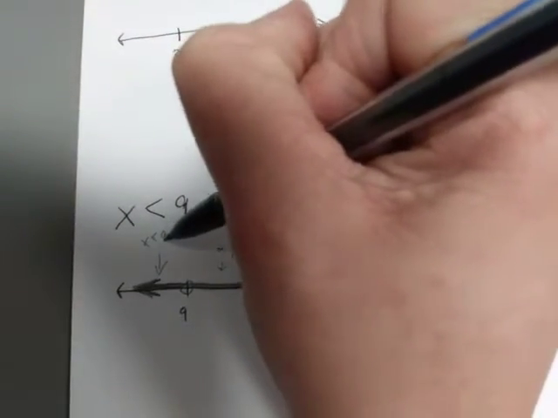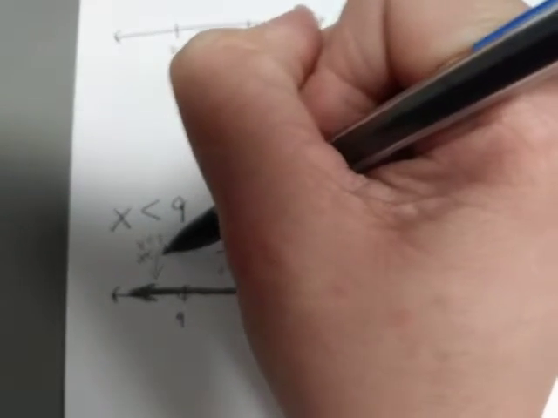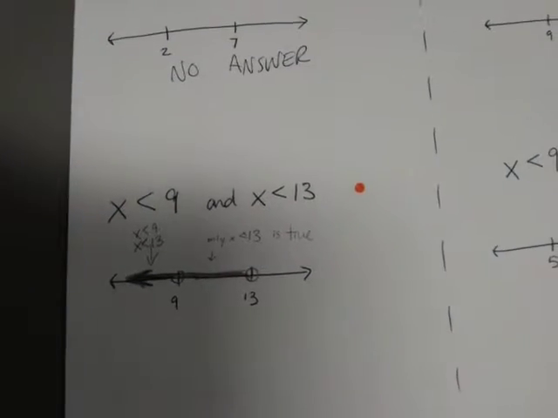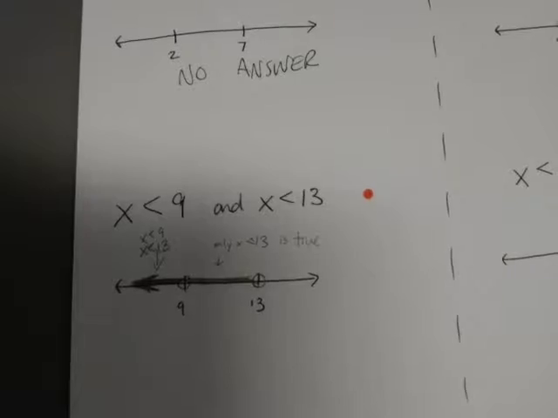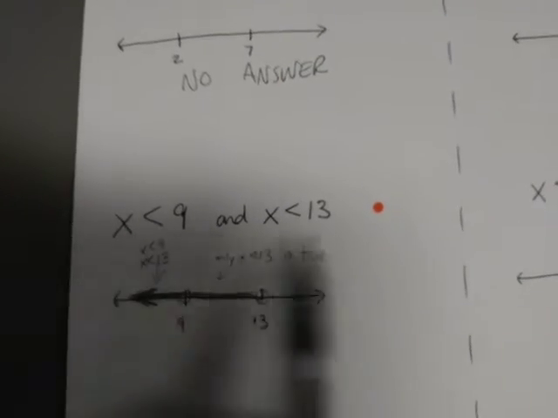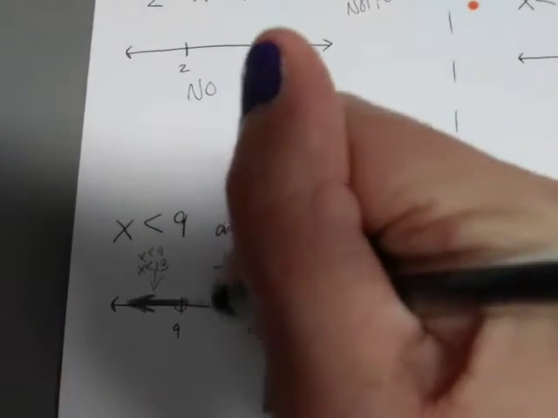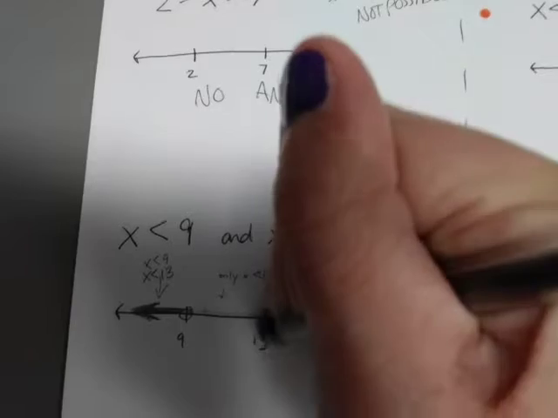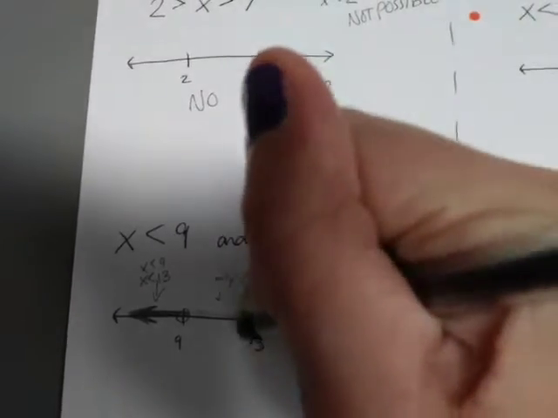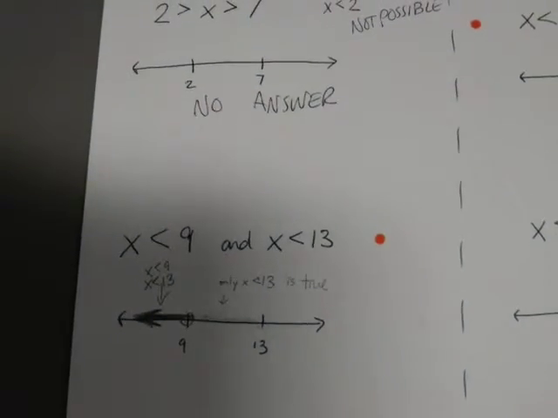X is less than 9 and x is less than 13 are true, meaning I only want the place where they are both true because this is an and inequality. So I actually don't want any of this, because both of those pieces are not true. I do not want where they are both not true.